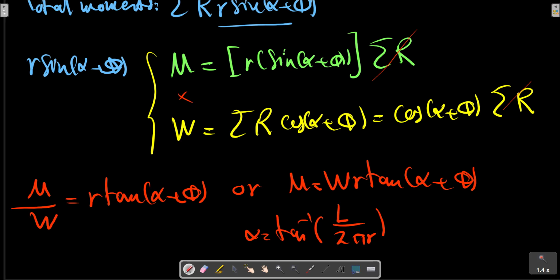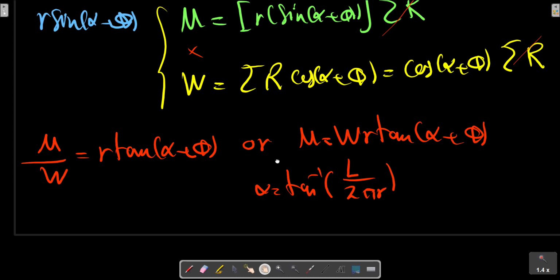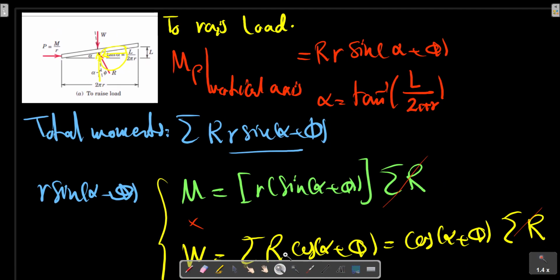We may use the unwrapped thread of the screw as an alternative model to simulate the action of the entire screw, as shown in the picture here, for the condition of raising the load. The equivalent force required to push the movable thread up the fixed incline is P.